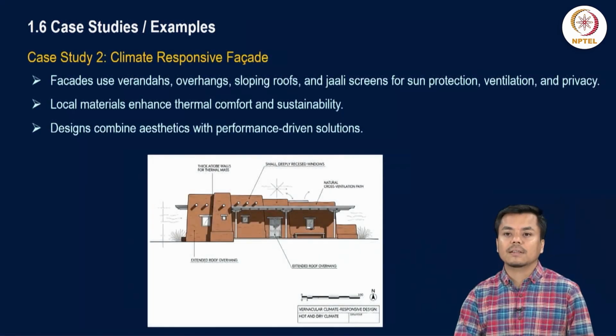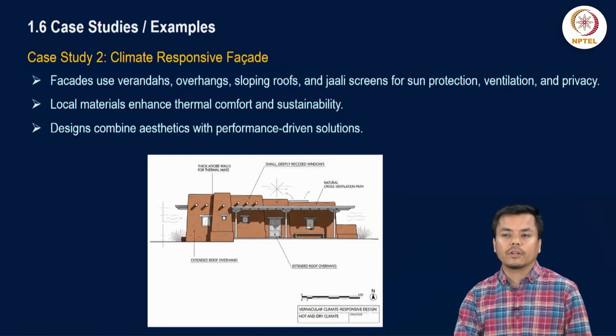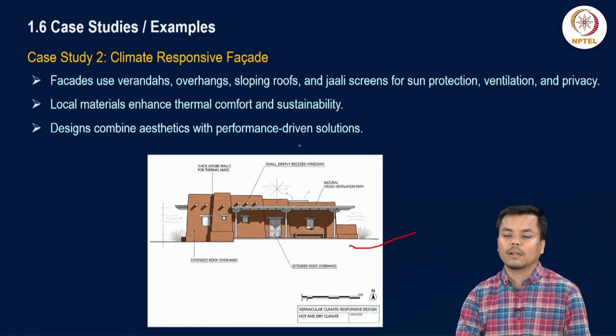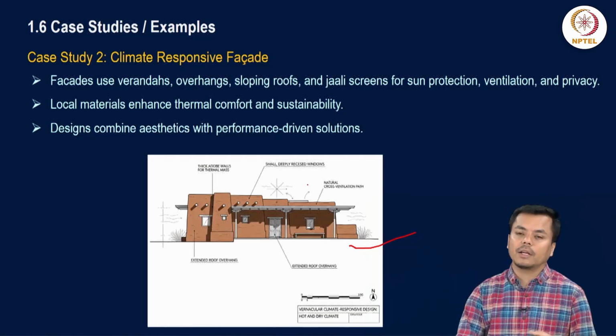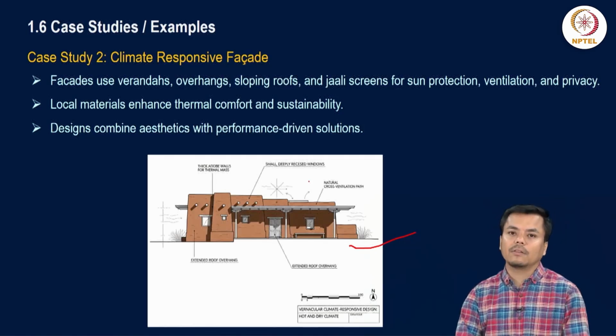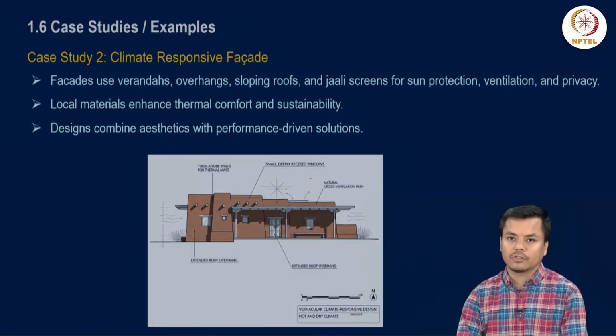The next example is the climate responsive facade. Facades use verandas, overhangs, sloping roofs and jalis for sun protection, ventilation and privacy. If you are designing buildings which correspond to these concepts, you have to design your elevation that way. This is what is being represented: use of local material, because it enhances thermal comfort and promotes sustainability. These are some inherent features that are generally depicted through the elevation.